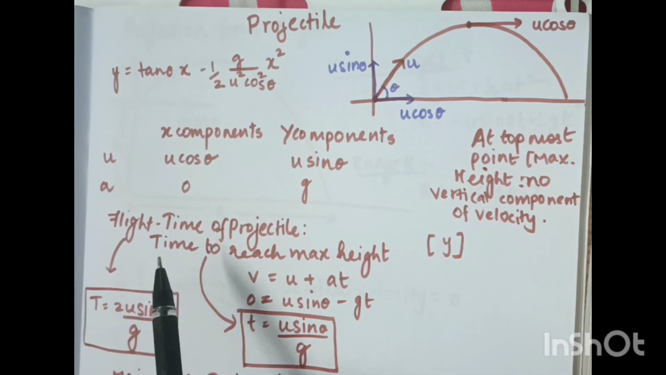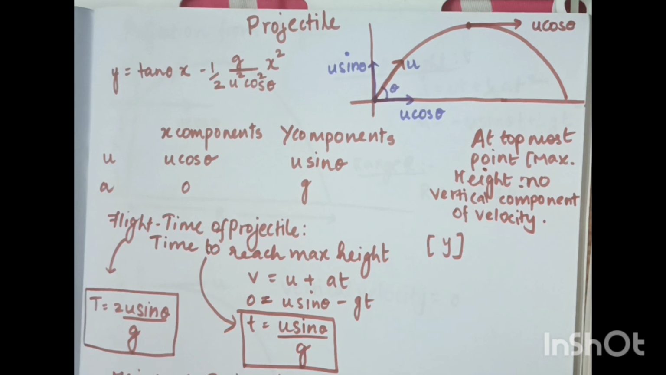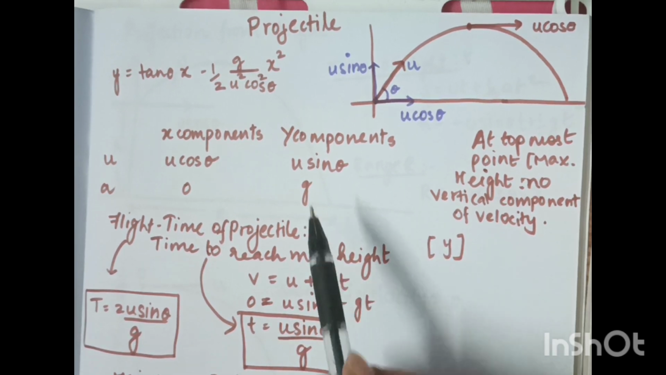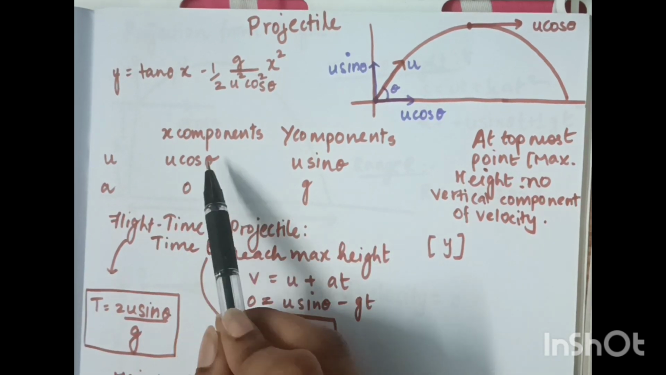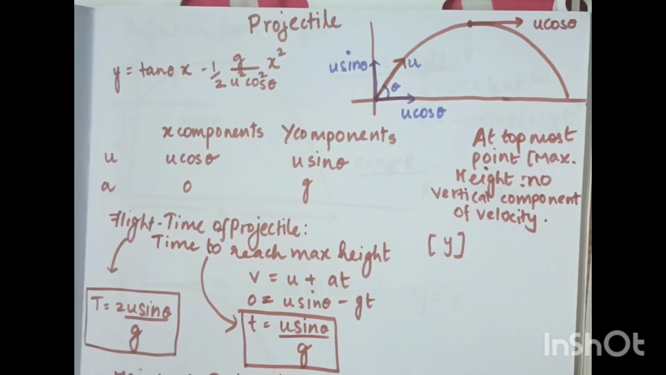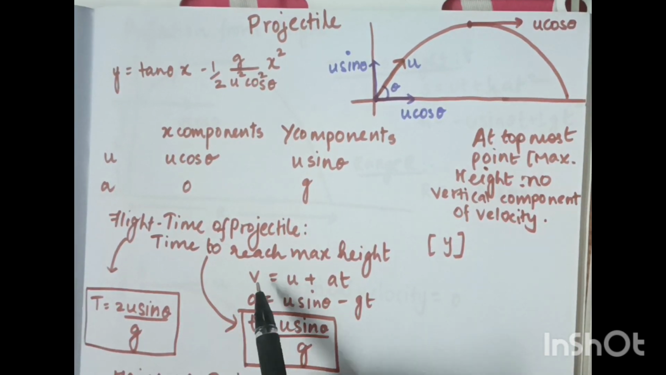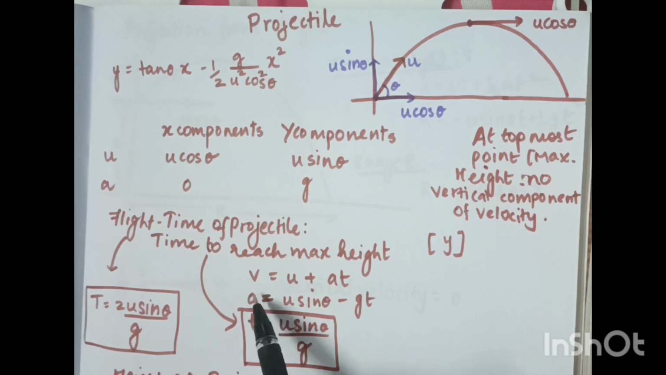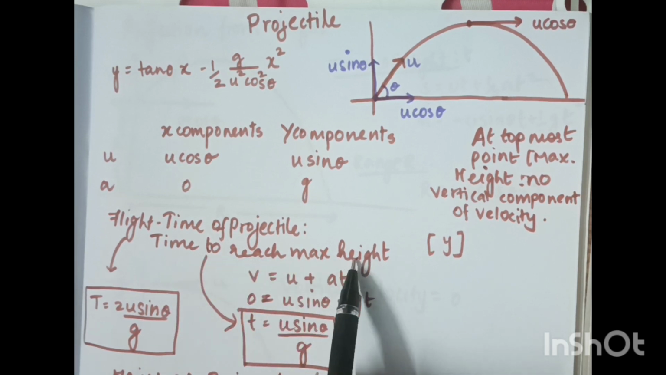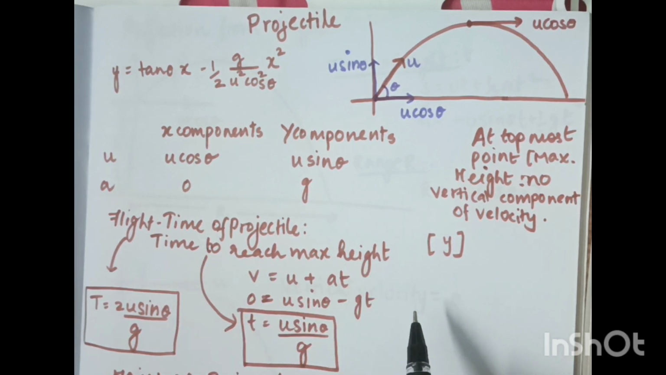Now let us see how to calculate the time of flight. First let us find the time to reach maximum height. Here we are applying the equations of motion in the y direction, so we are going to use only y components like u sin theta and g, and not u cos theta. v equals u plus at, with v equal to 0. Why are we taking 0? Because we are finding the time to reach maximum height, and at maximum height the vertical component will be 0.